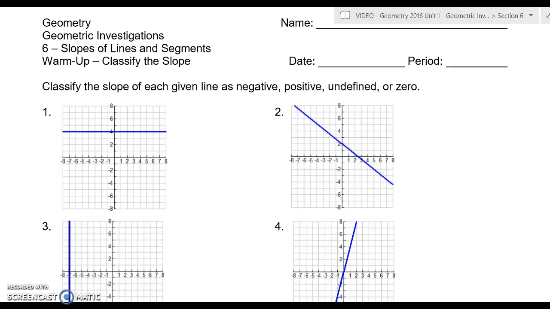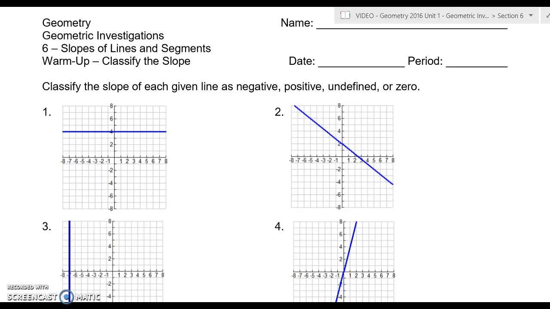In part two, we're going to take a look at slope in context as an average rate of change, how it's very similar, but how we have to be very careful with the context itself. So in the warm-up here, we're asked to classify the slope of each line as negative, positive, undefined, or zero.